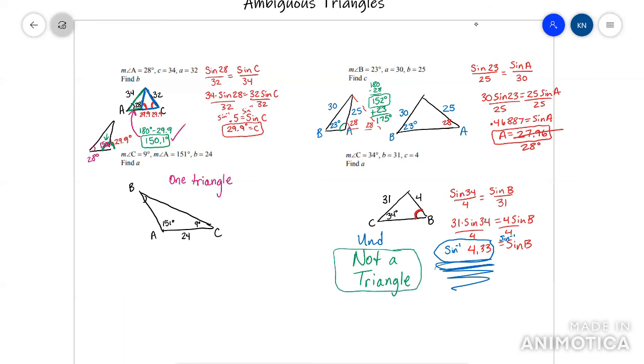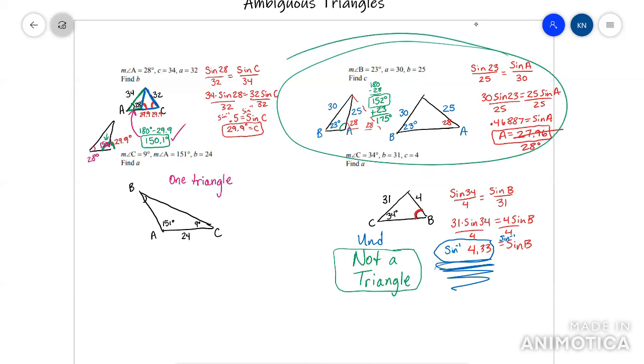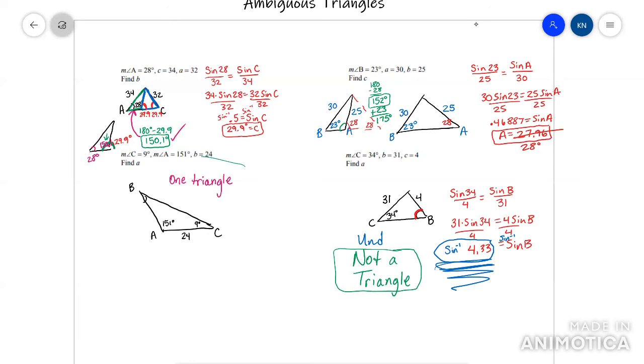So sometimes it'll be two triangles that work out nicely. Sometimes it'll be just one, if you're given an obtuse angle. Sometimes you'll be thinking it could possibly be two, but it's not even a triangle in the first place. I hope that helped clarify. Each triangle is different. They all have their own unique situations. Hope this video helped.